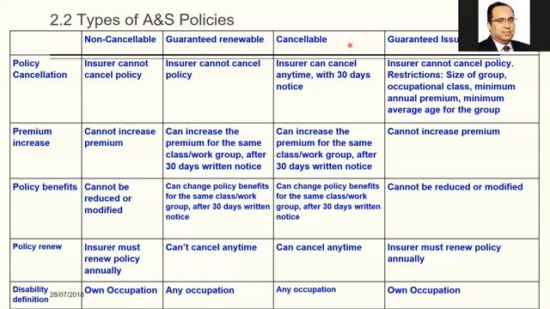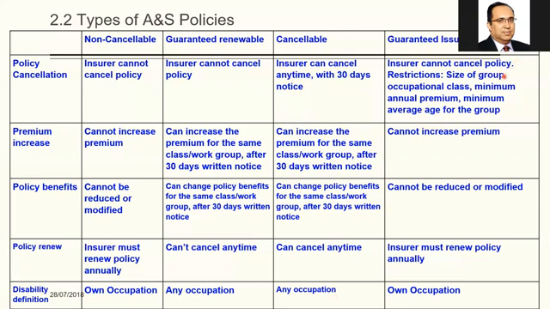Okay. Cancelable is of course the cheapest one, and it is not good, of course, but it is more for the high risk ones like the taxi drivers or the truck drivers. They may get this one, which the insurer can cancel anytime with 30 days notice. They can increase the premium for the group. They can change the policy benefit, and the company can cancel it anytime. So this is a cancelable type. And here again, we have any occupation as the definition.